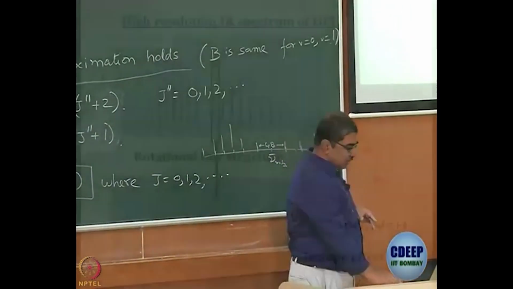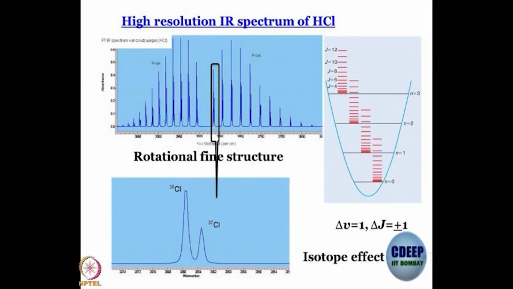If you look at this closely, if you zoom into one of these lines, then what do you see? Can you see from here that it does not look like one line, right? In fact, if you have a good enough resolution, this is what you see. Each line, remember this is HCl and we have discussed this already. Yeah, exactly, it is an effect of isotope. Okay. So, you have two lines, one for Cl35 and one for Cl37.